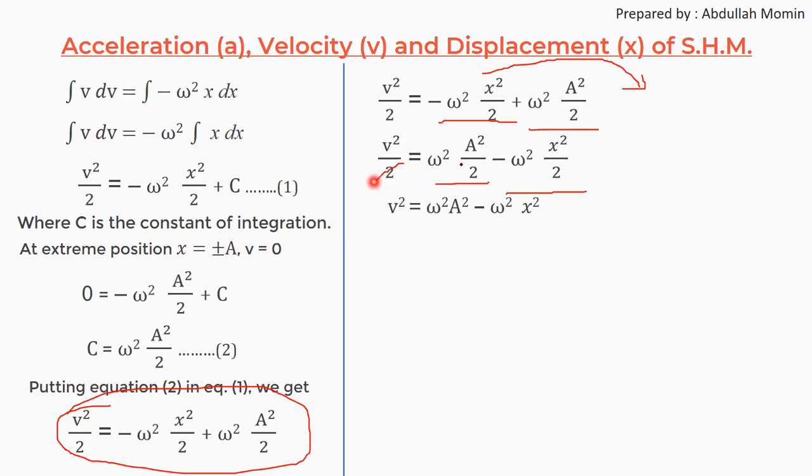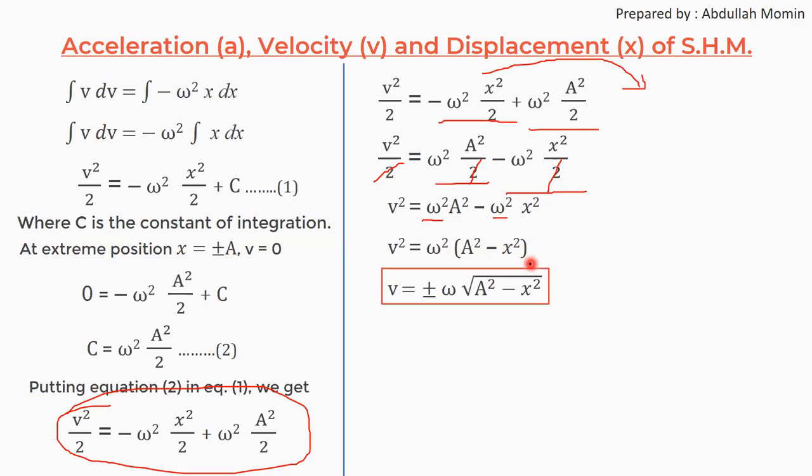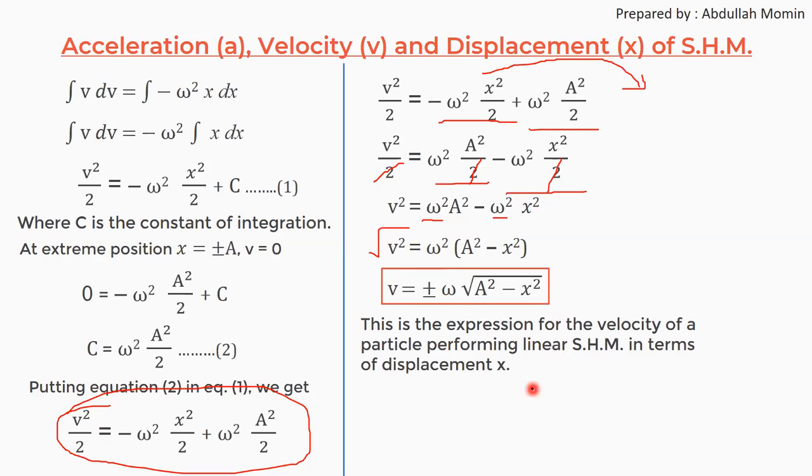So 2, 2 and 2, which is common in all terms, get cancelled. We will get v square is equal to omega square a square minus omega square x square. Now omega square is common, so we will get v square is equal to omega square times a square minus x square. Now when you take the root, we will get v is equal to plus minus omega square root of a square minus x square. This is the expression for velocity of a particle performing SHM in terms of displacement.